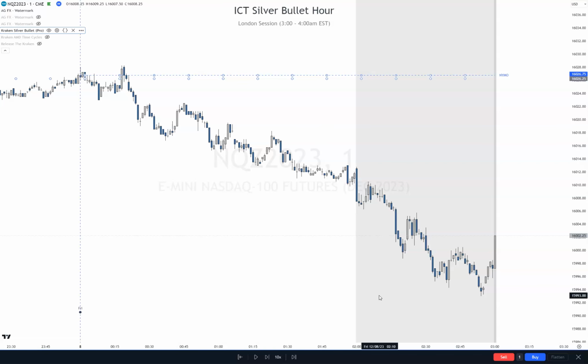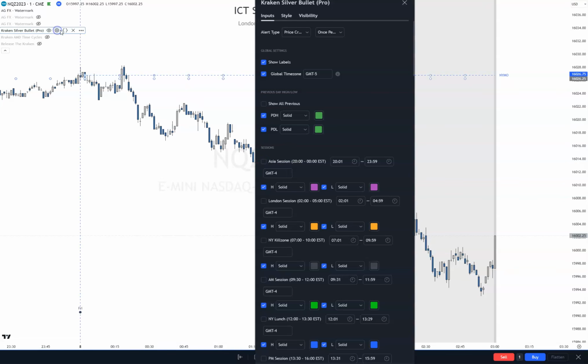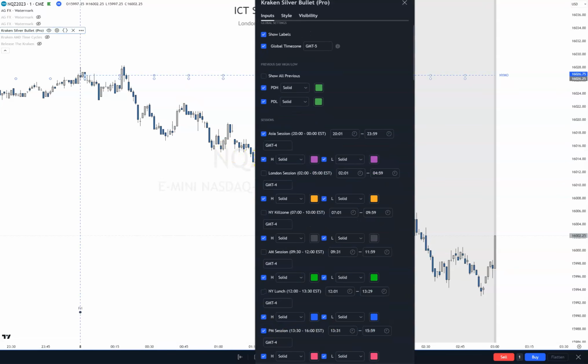Today I want to go over the London Silver Bullet for Friday, December 8th. This is NFP day, right? So NFP trades later, so we can trade London. Okay, so the first thing we're going to do is open the Kraken Silver Bullet indicator and turn on the Asia session and the PM session.